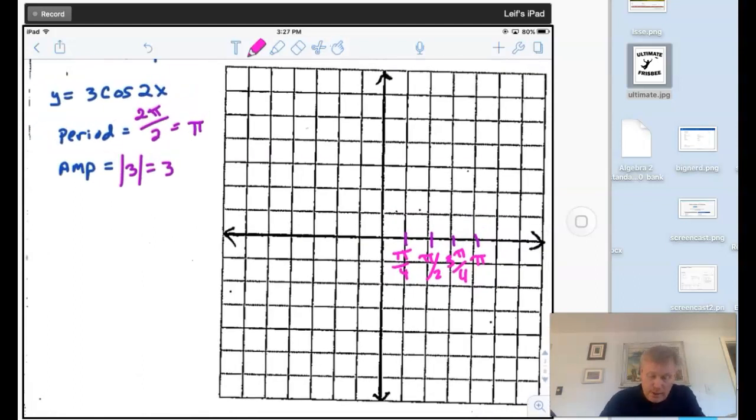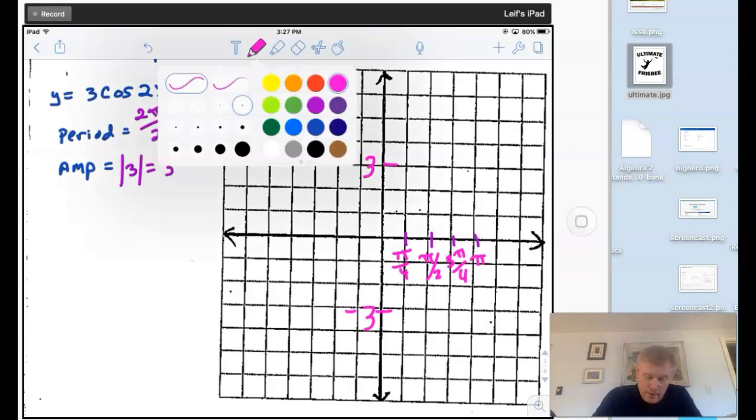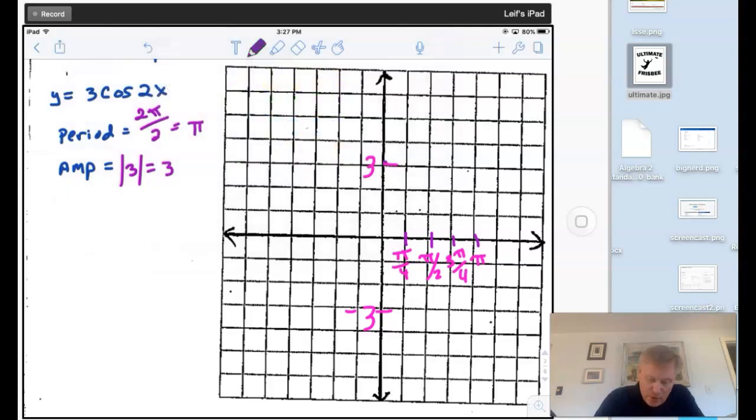Which means, next, and this is going to go up to 3 and down to -3. All right, so that's the height of my graph, is the amplitude. So next I'm going to plot a few points here. Like I said, the cosine, it always starts at the top, goes down to the bottom, and then goes back up to the top, which means this is what my graph is going to look like. And halfway between the top and the bottom, it should cross the x-axis. All right, so that's what one period of that looks like.